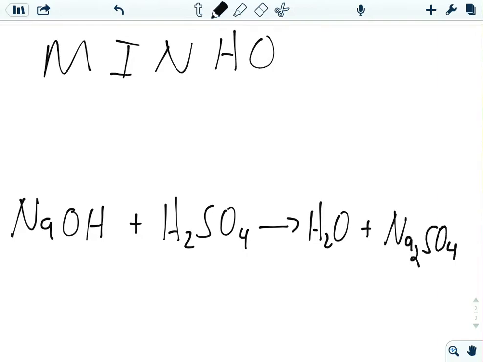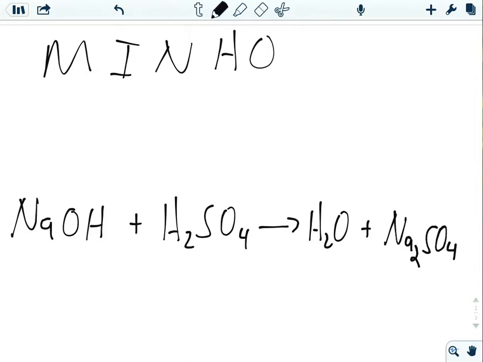All right, let's start talking about balancing chemical reactions. Now, the acronym that we use on how to balance is MINHO. When we're doing this, the one thing that we need to think of is the whole reason why we balance. Now, we balance to, number one, have the same number of atoms on both sides. It's coming back to the law of conservation of mass.